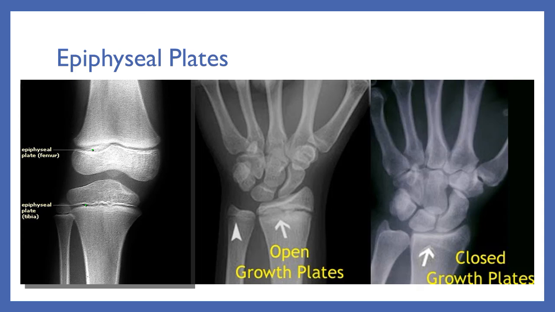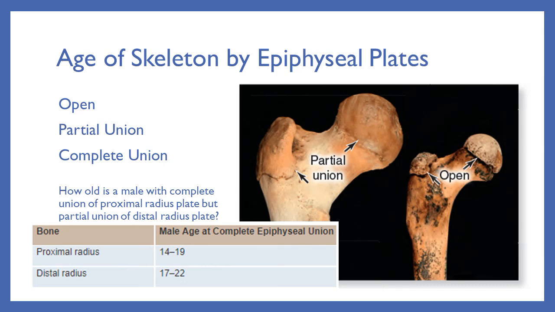If you can see a visible line, they are called open growth plates. And after a certain age, they ossify and they become closed, and there's no black line visible. If you've watched forensic shows, you've probably seen them identify the age of a victim based on the bones, sometimes just 1 or 2. They're doing that by looking at the epiphyseal plates. Is it open? Is there a partial union? Or is there a complete union?